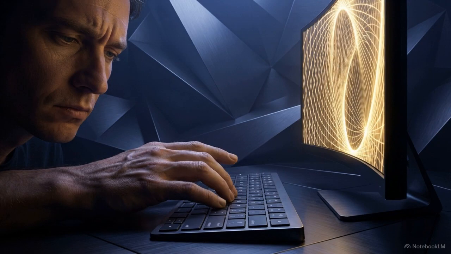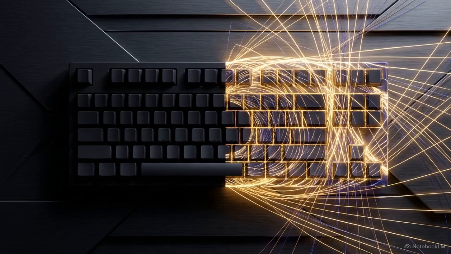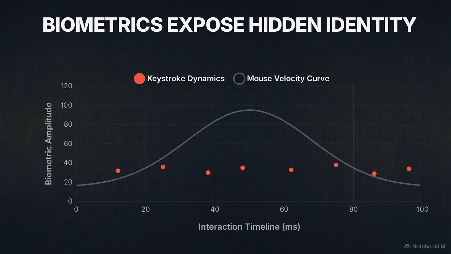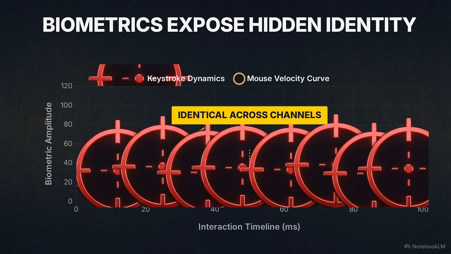It defends the biological right to act irrationally or change your mind without an algorithm logging that evolution as a deviation. Separating your digital life creates a massive engineering challenge. Tracking algorithms analyze the physical way you type, your keystroke dynamics, and how fast your mouse accelerates. Those biological tells are identical across both channels.